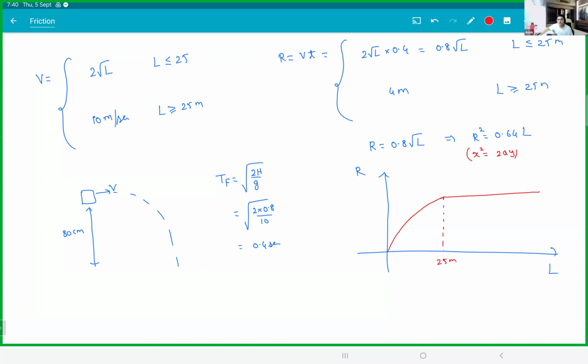Sir, is this clear, everyone? Won't it be y square is equal to 2ax? Sorry. Y square is equal to 2x. Yes, you are right. This is a horizontal parabola. Y is equal to x square will look like this. Y square is equal to x will look like this.